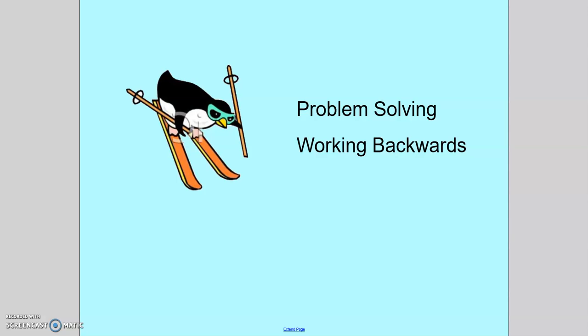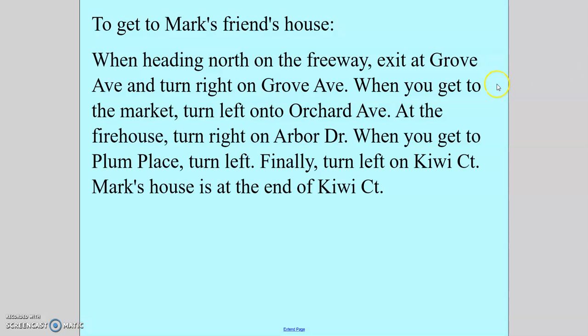Hello there, problem solvers. What we're going to do to start off today is look at some of those answers from the reading notes that you did for Chapter 11, in which we're talking about working backwards. This first thing I want to look at is the directions to get to Mark's friend's house from the freeway, which is not at all working backwards, but here are the directions that I wrote.